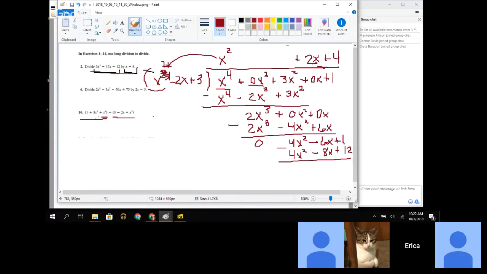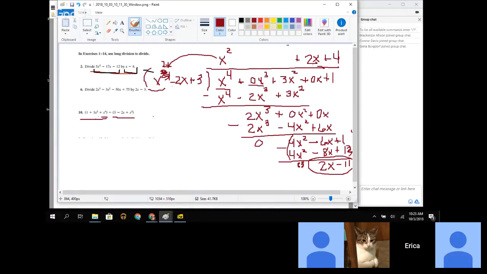Okay, so now I subtract, and I get 0, right? Negative 6 minus a negative 8 is going to give me positive 2x. And this is a 12. And then 1 minus 12 is going to give me negative 11. Okay. I can't do anything now. This is my remainder.